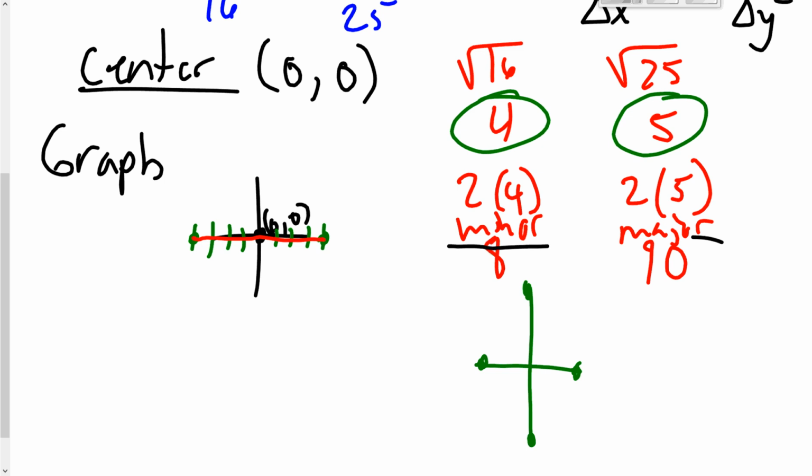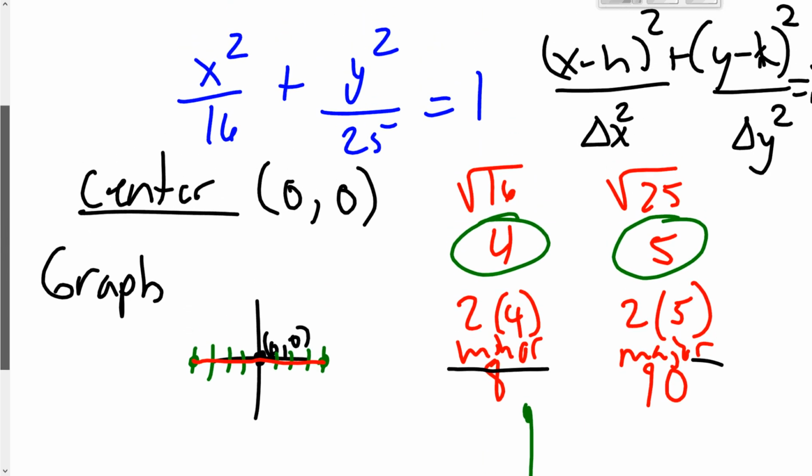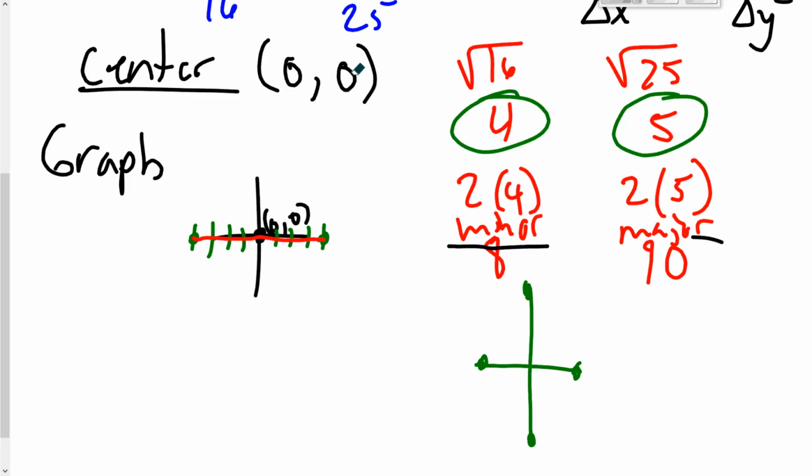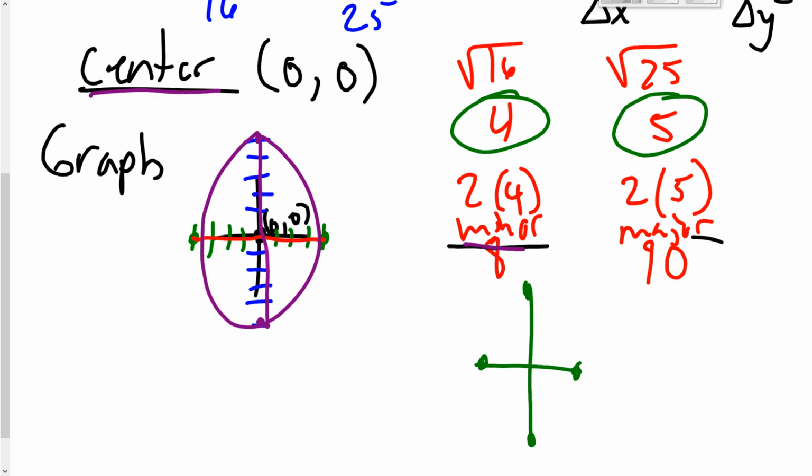Now 5, got that from square root 25, and that 25 was underneath the y, and y is vertical. So I'm going to go up 5, 1, 2, 3, 4, 5, and down 5, 1, 2, 3, 4, 5. So you can see that the distance between the vertices is a total of 10. And then draw the best oval that you can. So that's all I ask of you on a quiz or a test: center, the minor and major axes, and then to graph it.